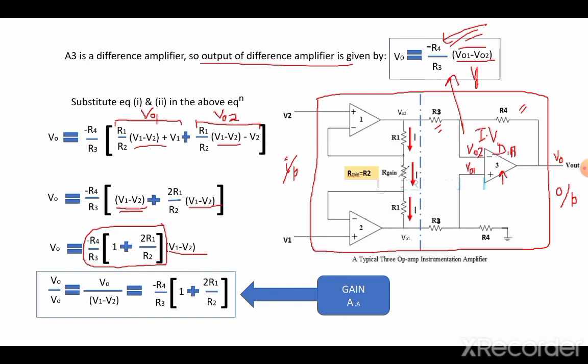By our previous studies, we know that the output upon the input is known as the gain of an amplifier, that is V0 upon the difference in the input voltages, V0 over (V1 minus V2). Here, minus R4 over R3 times (1 plus 2R1 over R2) is nothing but the gain of an instrumentation amplifier. So this is the overall gain of the amplifier that we have calculated.